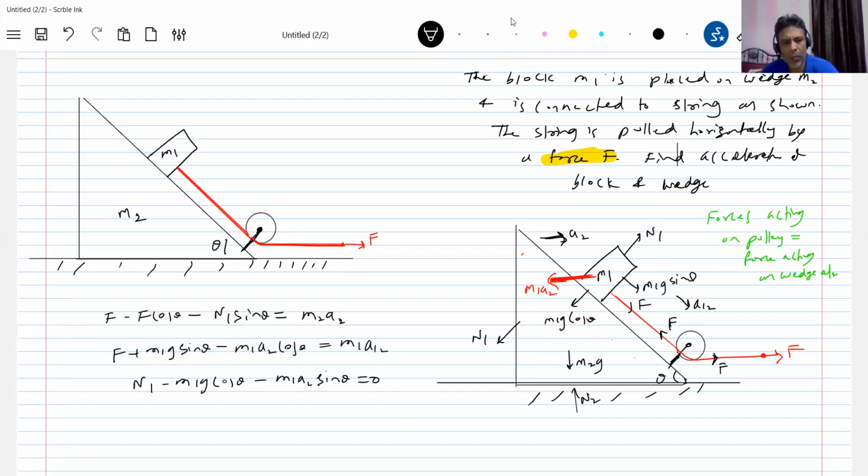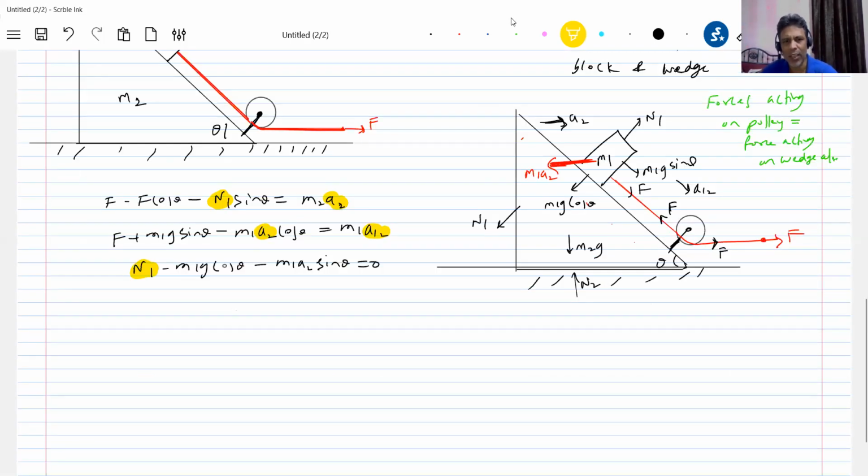How many unknowns are there? Same as the previous problem: A2, A12 and N1. I'm just highlighting the number of unknowns. Can we solve 3 equations with 3 unknowns? Yes, we'll get the required answer. Then come to the vector diagram. Through the vector diagram only, I can predict the acceleration of A1. A2 is like this, the vector A2. What about A12? The A12 vector is in this direction. Then what is theta? Theta is this one.